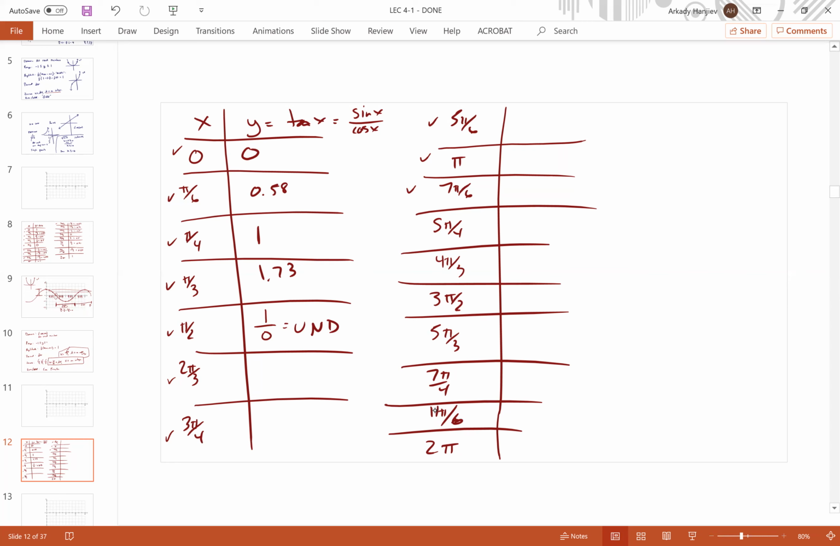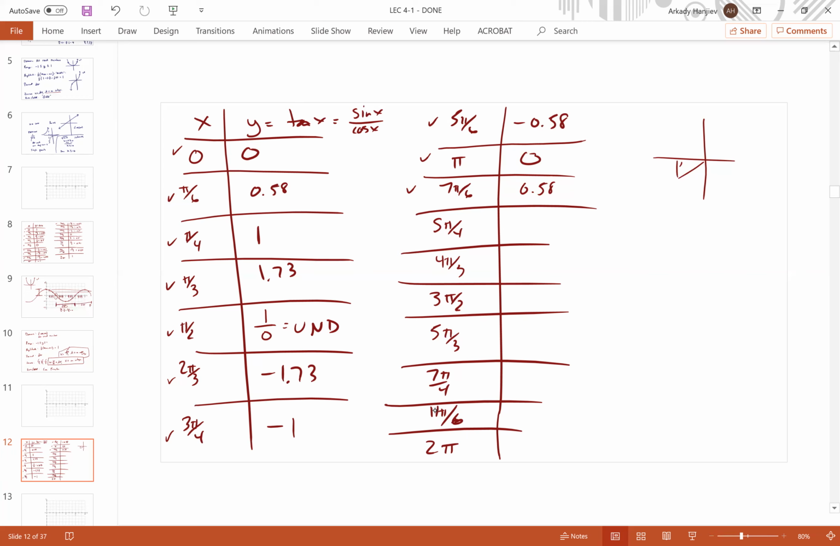2 pi over 3. -1. Okay, and I think we can start looking at just the patterns. Grant, all yours. -1. Thank you. Grace. -0.58. Adrian. 0. Thank you. And Zachariah. It should be a positive, because we're in quadrant 3 now. 0.58, he said. Okay. Like that, 0.58? Yes. Awesome.